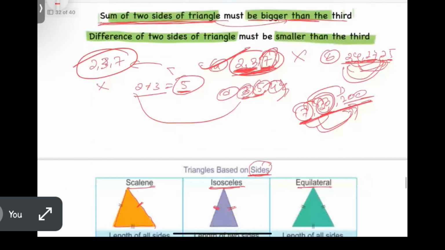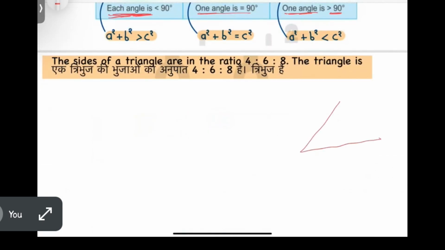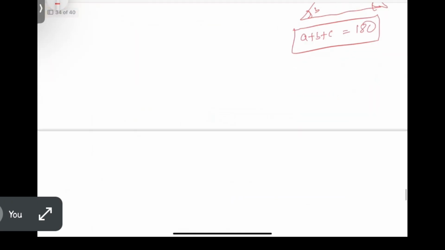And one more thing to remember is that if you have a triangle, and let's say the angle here is A, the angle here is B, and the angle here is C. A plus B plus C will always give you 180 degrees. That means the sum of the interior angles of a triangle is nothing but 180. Okay, always remember that. Who knows, they may ask you directly based on this also. So it can be asked this way.